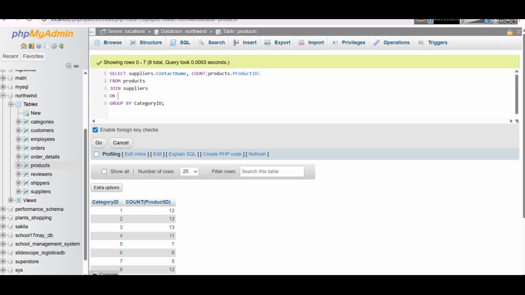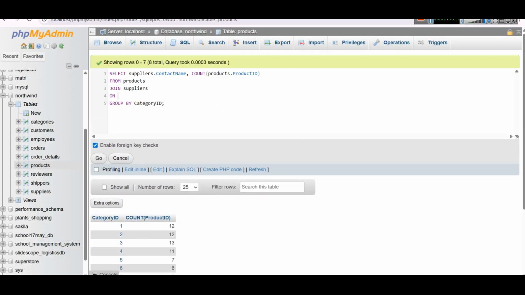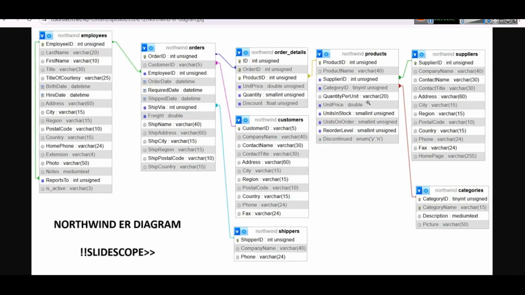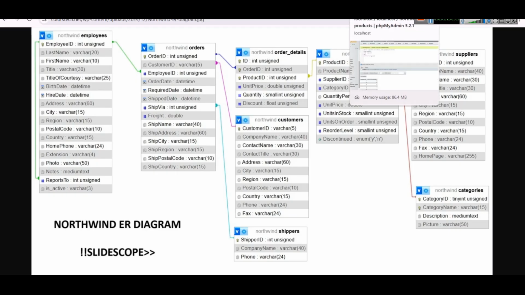So from products join suppliers on what? What will we write here, Vikas? Vikas, Akshara, Sachi, what will we write here in on? This time we are selecting suppliers and products. So what will we write in on?